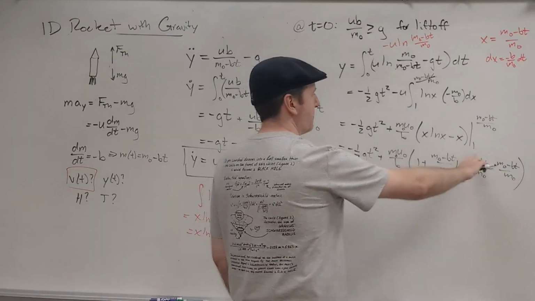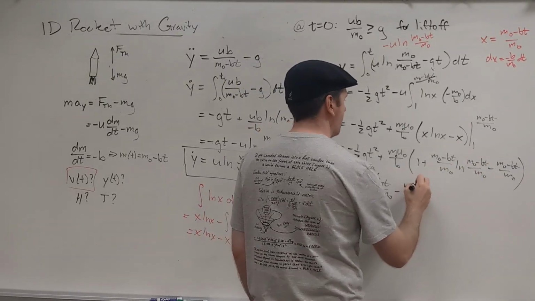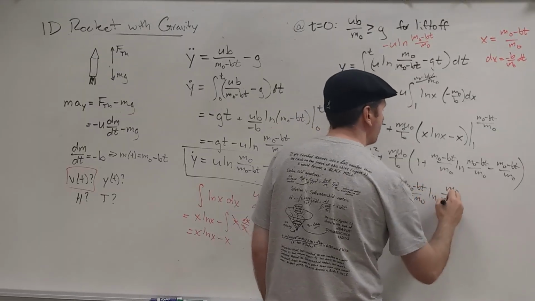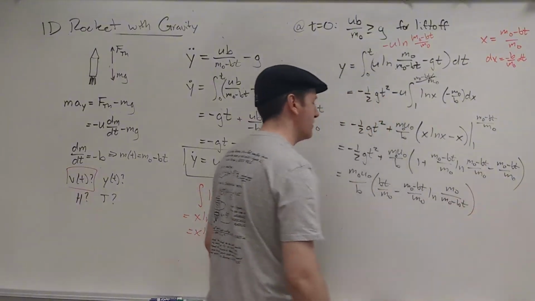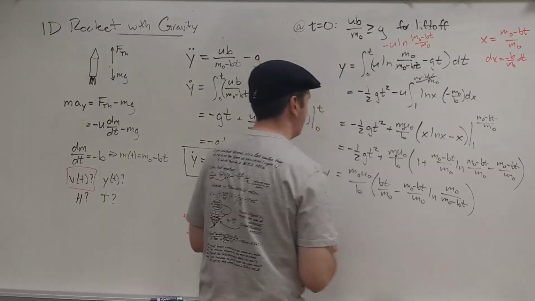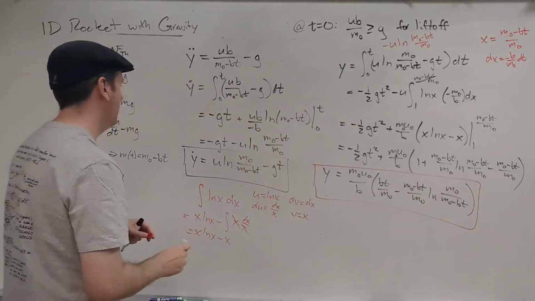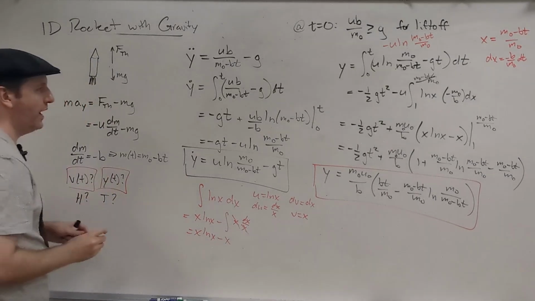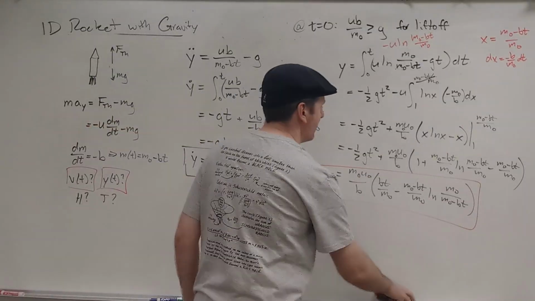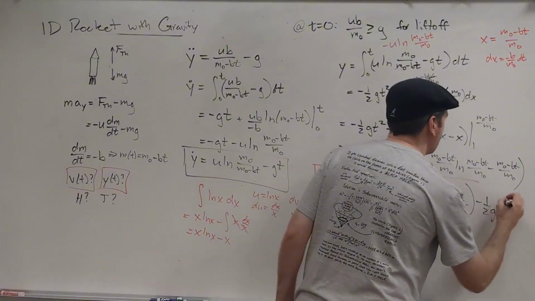As usual, I do kind of prefer to write this with a minus sign. So we'll have minus m naught minus bt over m naught, and then the log of this reciprocal. It's personal preference, I guess. And that's y of t. Okay, so we have y of t. And of course, I'm realizing I forgot my quadratic term here. Minus 1/2 gt squared. All important.